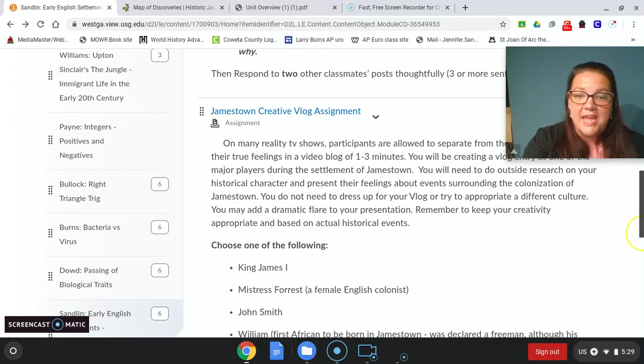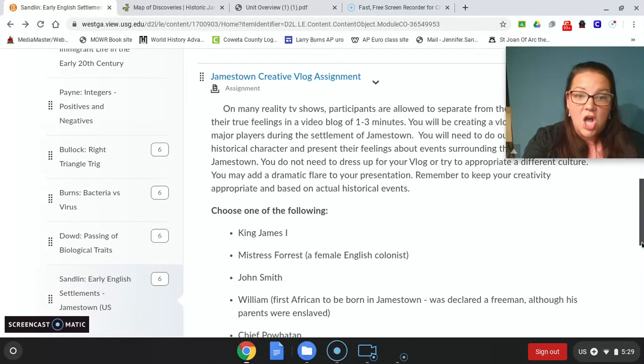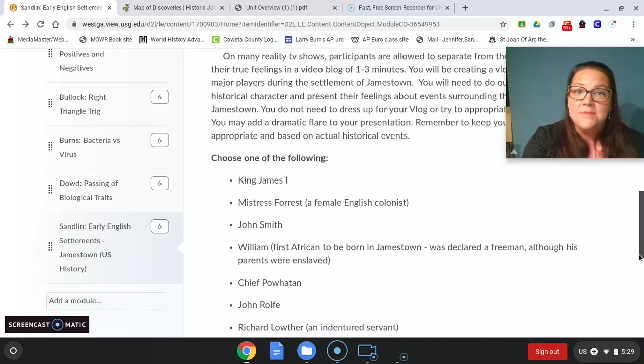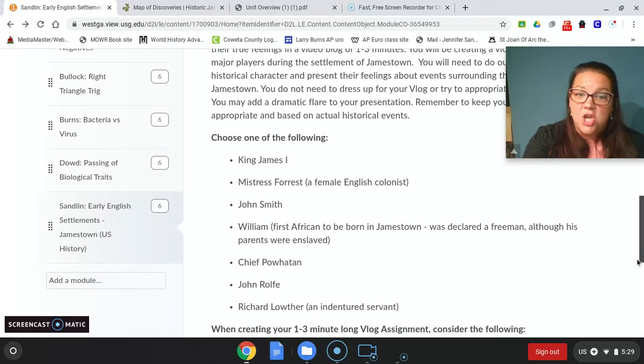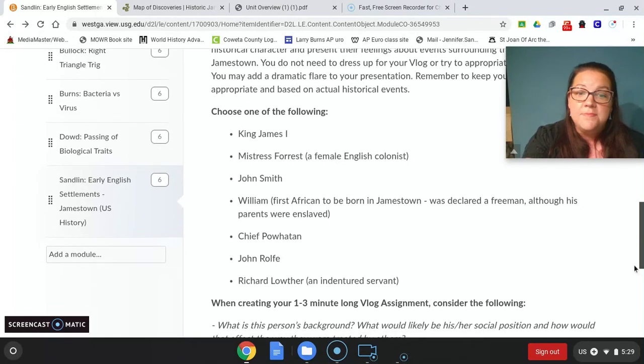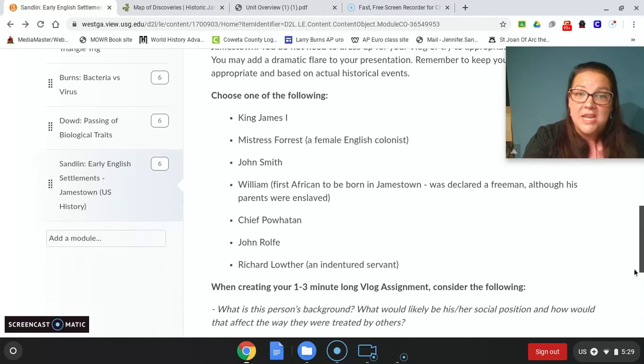They can be King James, they can be a female colonist, some names they might recognize, John Smith and John Rolfe, William, the first African to be born in Jamestown. So we can hit on themes of slavery. We can hit on themes of the way women were treated in the settlement. So they have a lot that they can do, an indentured servant and how they might have felt compared to how a merchant colonist might have felt. So that's 1 to 3 minutes.